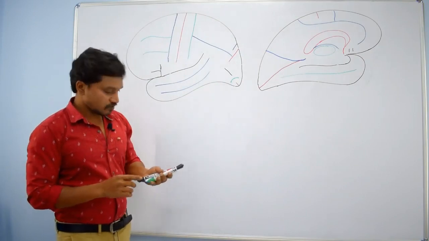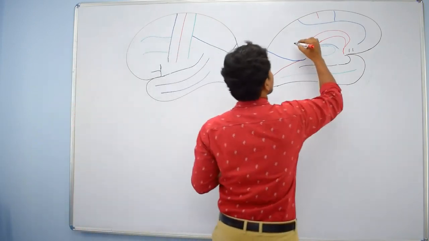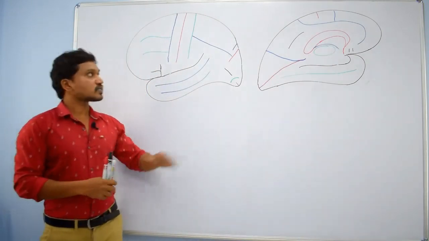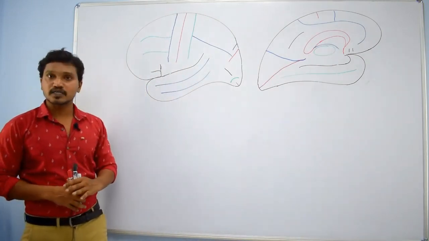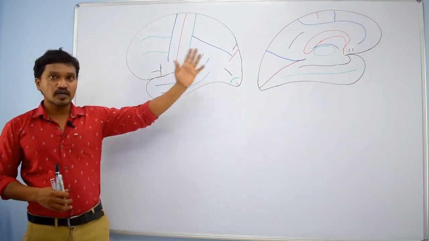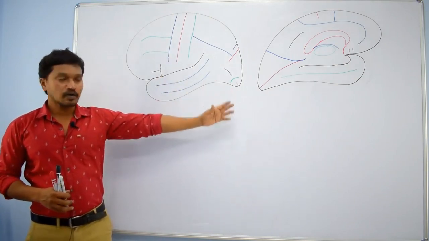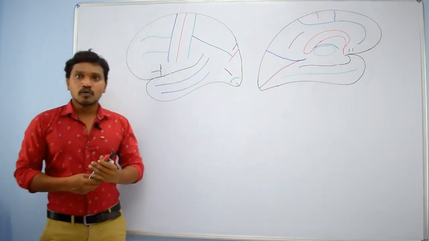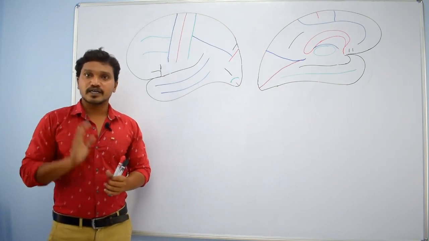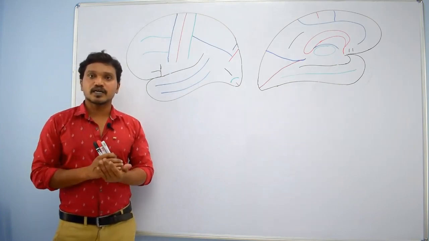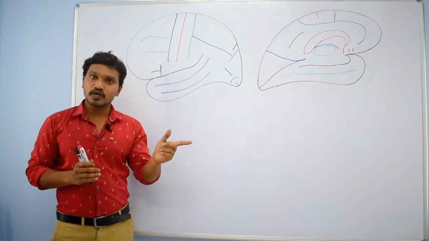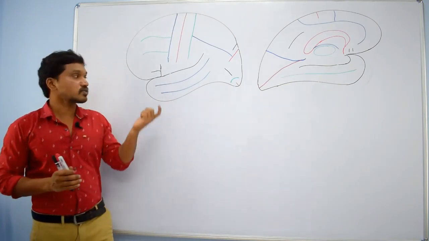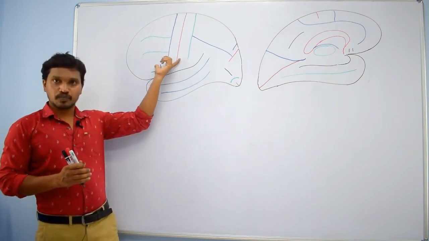And one more thing we left. What is it? Suprasplenial sulcus. Clear? So these are the different sulci and gyri present in the superior lateral surface and medial surface, right? I am not taking the inferior surface. Now, what are the functional areas? Functional areas are, as I already told you, motor and sensory. But first we will see the different functional areas present in the frontal lobe.